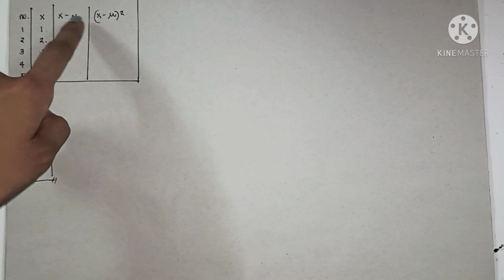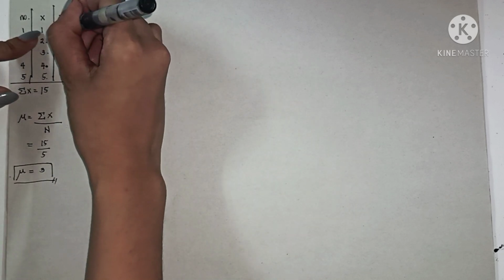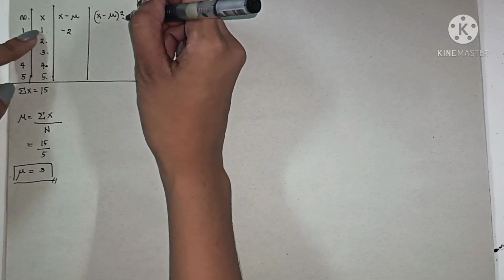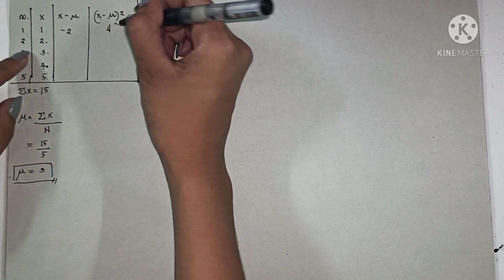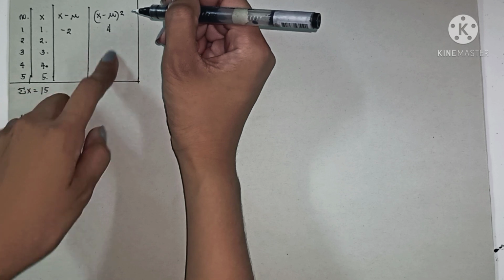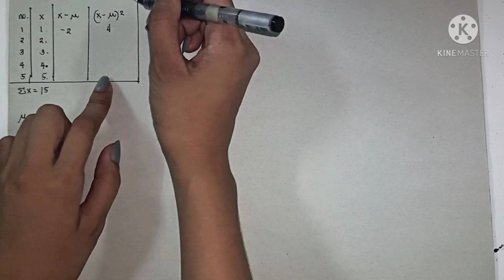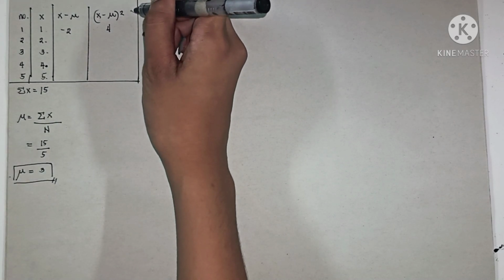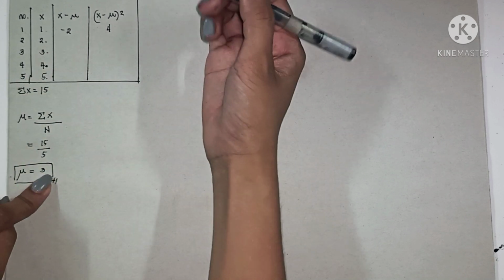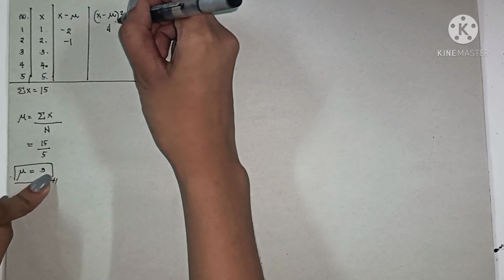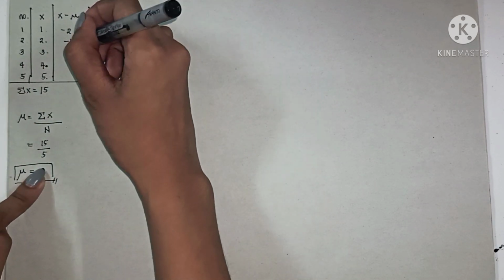So for our next column, x minus mu, ang x natin is 1. So 1 minus 3 is equal to negative 2, diretso squared, negative 2 squared, and that is equal to positive 4. So wala tayong negative na dapat makuha dito. Okay? Wala tayong negative na makukuha sa column na to. Why? Ni-squared po natin yung number. Okay? So next, value ni x is 2. 2 minus 3 is negative 1. Squared natin, negative 1 squared is positive 1. 3 minus 3, the answer is 0.